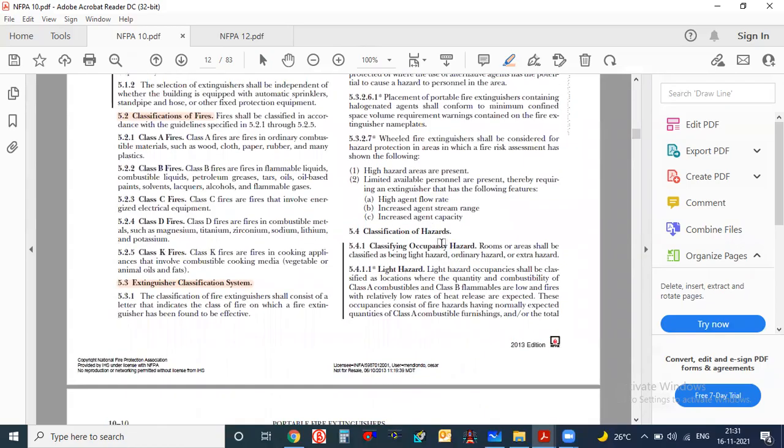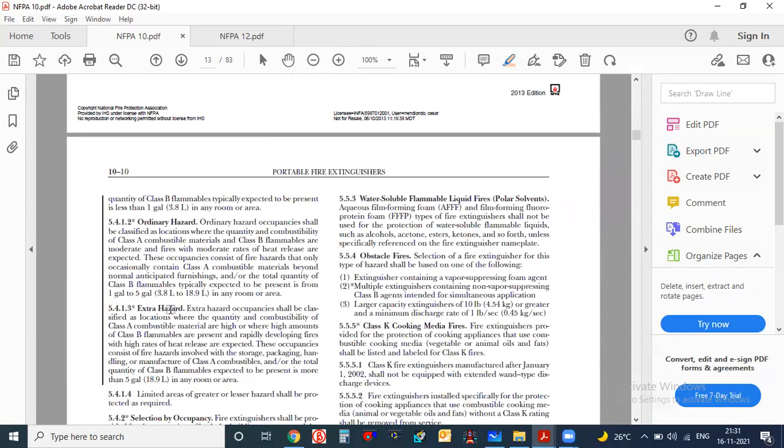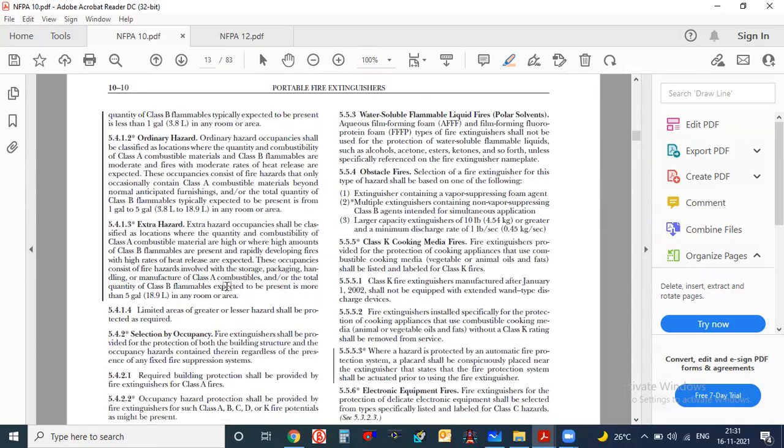Again, they are giving the classification of hazards. Light hazard, for example, shall be classified as a location where the quantity and combustibility of class A and class B are low and fair. This classification is given in terms of fire extinguishing agents, so they will be talking about class A, class B, class C, class D, and class K fire only. But the classification remains the same as what we have seen in NFPA 13. They have just given certain types of classification: ordinary hazard, extra hazard.